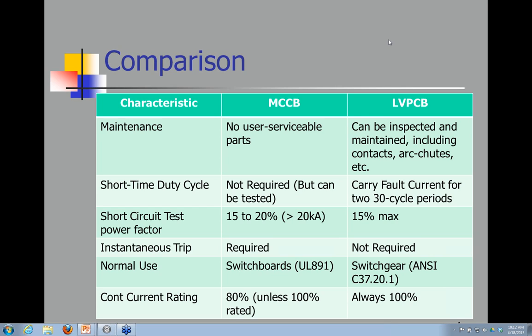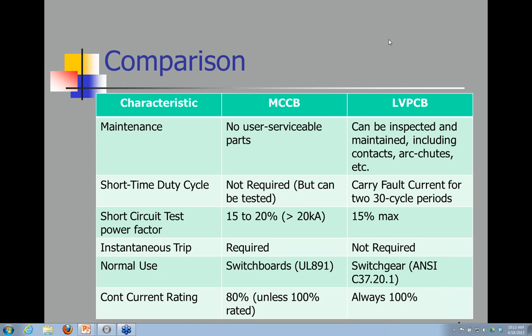Another difference is the continuous current rating. As most of you know, at least in the US, if I buy a 100 amp molded case circuit breaker, it's rated to carry 80 amps on a continuous basis, with continuous defined as 3 hours or more. In certain situations, I can specify a 100% rated molded case breaker, but that's an option or an additional cost item that you can purchase in some applications. By contrast, a low voltage power circuit breaker is always 100% rated in every application, so that does make a difference.